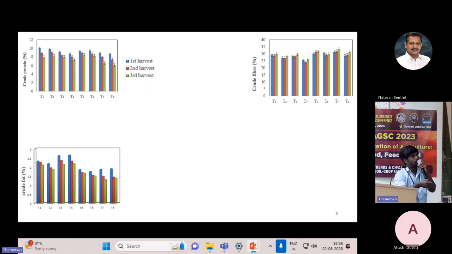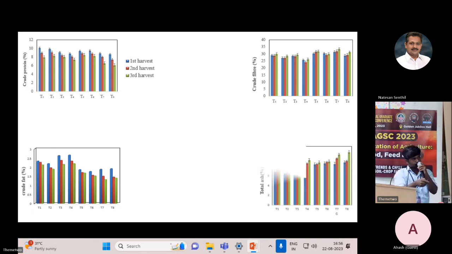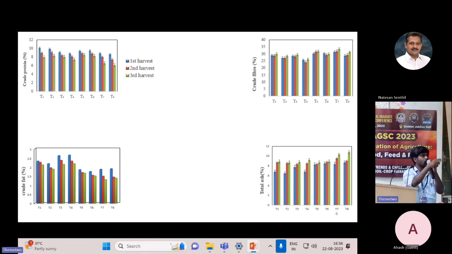Then coming to total ash content, here the Co6 variety had the highest total accumulation, because the Co6 variety has a high genetic nature and accumulates more green fodder yield. That's why it contains more ash accumulation in both neutral and acidic soil conditions.